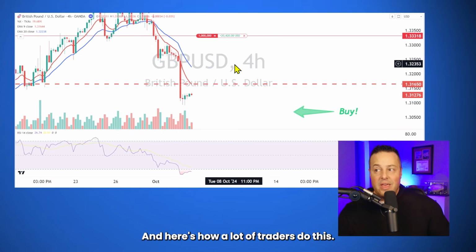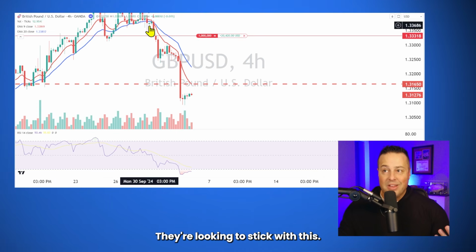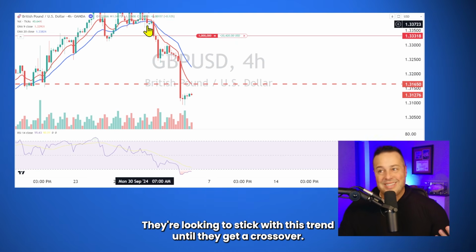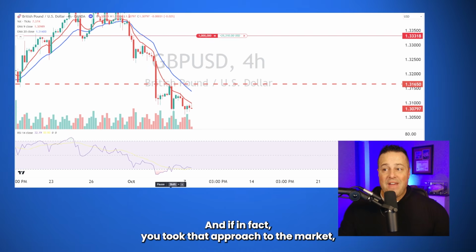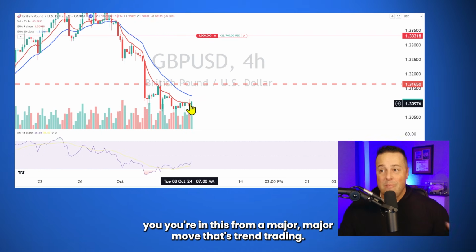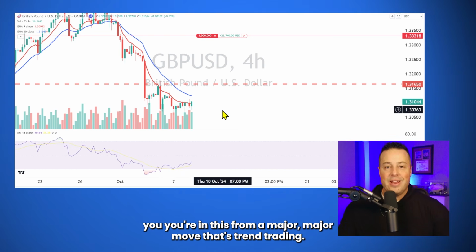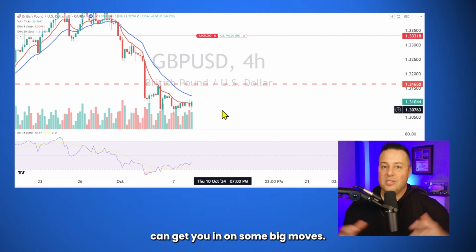Now here's the thing, and here's how a lot of traders do this. They're not really looking to buy down there. They're looking to stick with this trend until they get a crossover. So let's just roll forward in time and see exactly what happens. And if in fact you took that approach to the market, you're in this for a major move. That's trend trading. The crossover with RSI, 9-20 with RSI can get you in on some big moves.